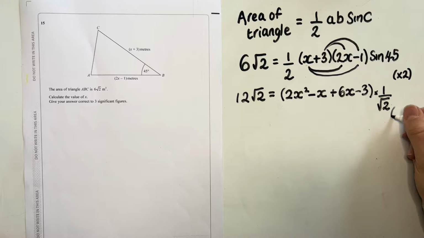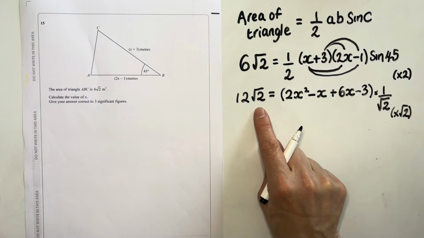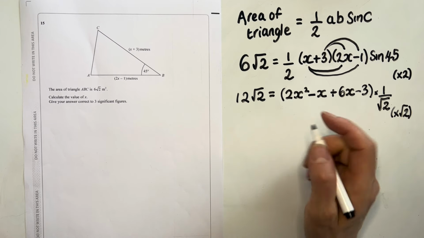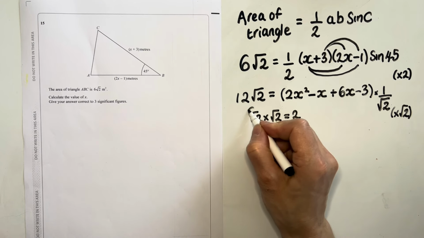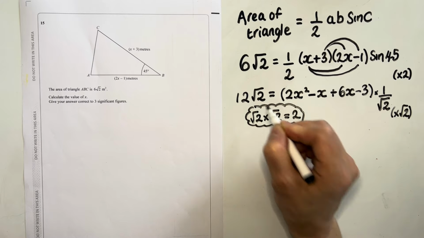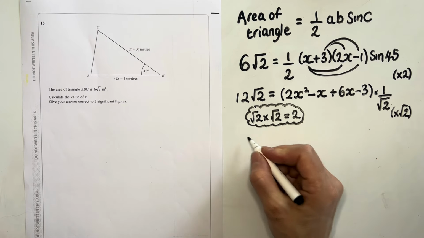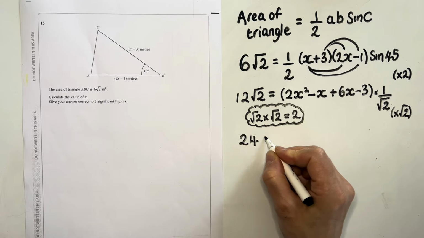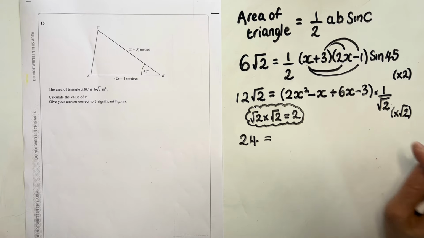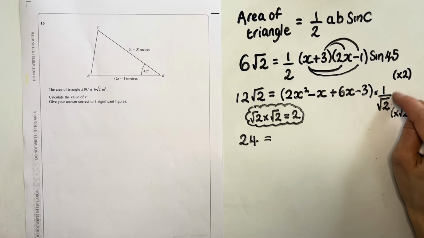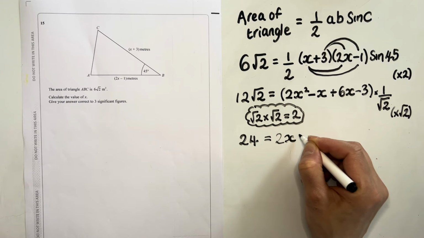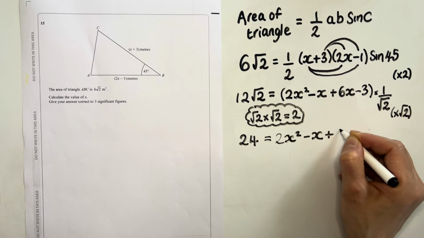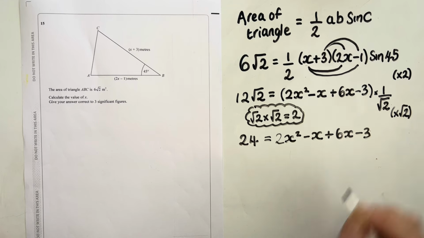We can then multiply both sides by square root 2. When we multiply the left hand side by square root 2, we have square root 2 times square root 2, which will give us 2. And when this is multiplied by the 12, we will have 24 on the left hand side. When we multiply the right hand side by square root 2, the square root 2 cancels out with this square root 2, leaving us with 2x squared, take away x, add 6x, take away 3.